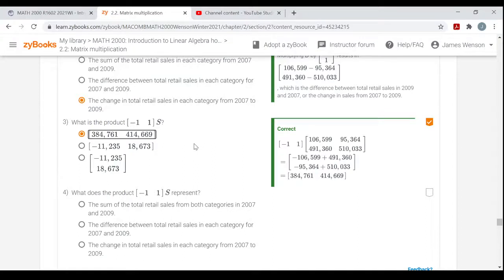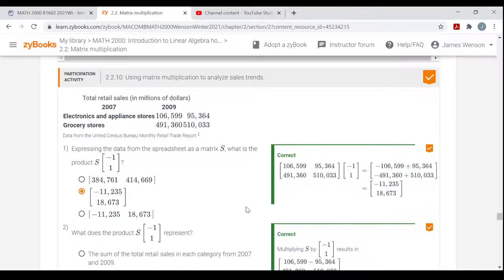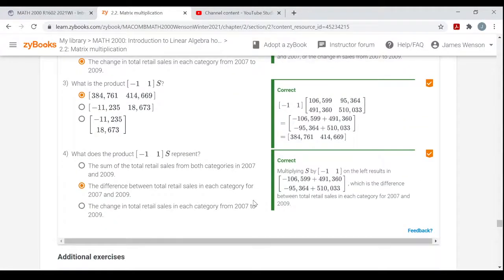And again, what does it mean? It's the change in retail sales, not for each category, but it's the difference between them in each year. It gives me the difference that happens down each column. And again, you can kind of reason that out.